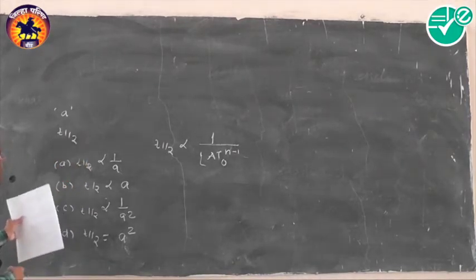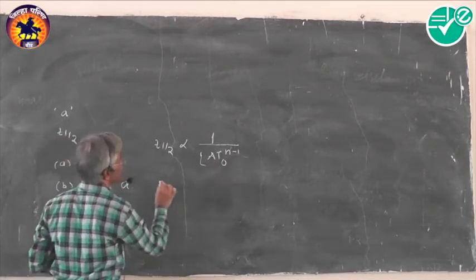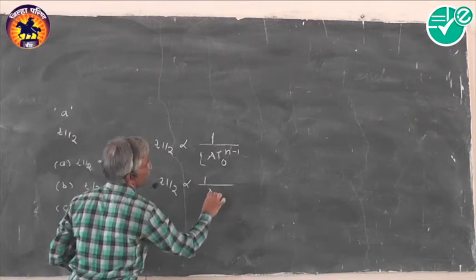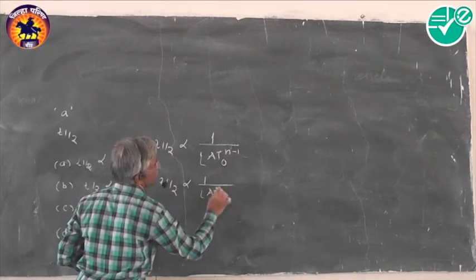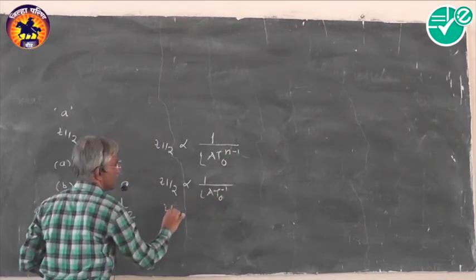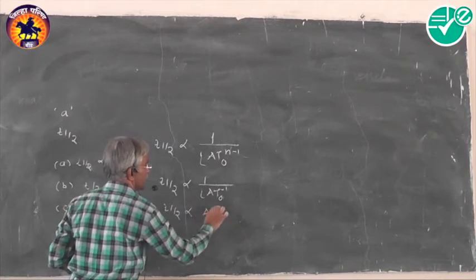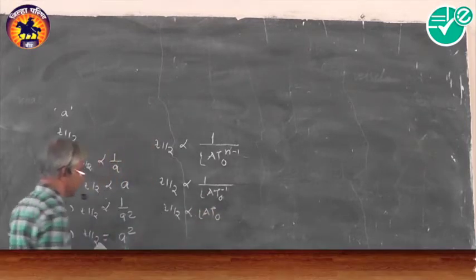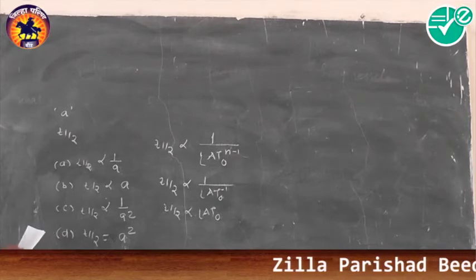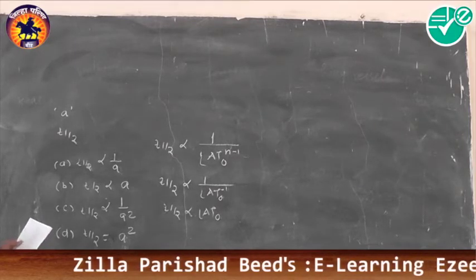Now I have to put in the values. This is a zero order reaction, so n is 0. T half will be directly proportional to initial concentration raised to 1 minus 0, and therefore T half will be directly proportional to the initial concentration, which is given as A. Therefore we can opt for that answer.